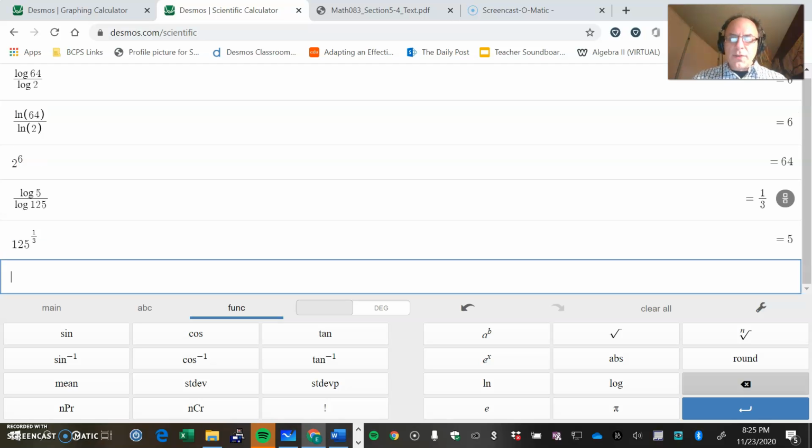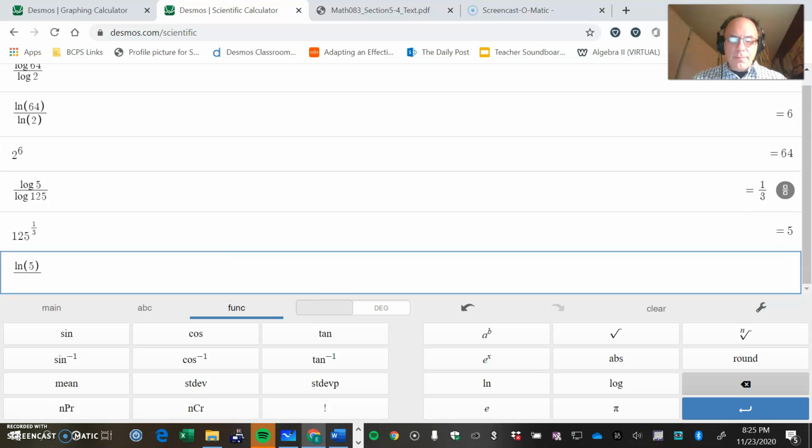And again, you can still use natural logs for that too. Natural log of 5 divided by the natural log of 125.